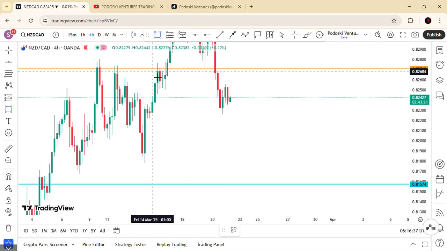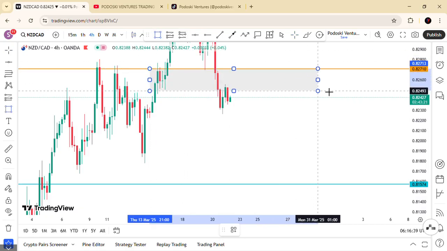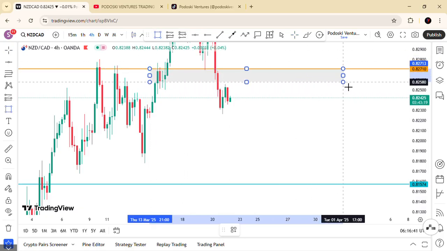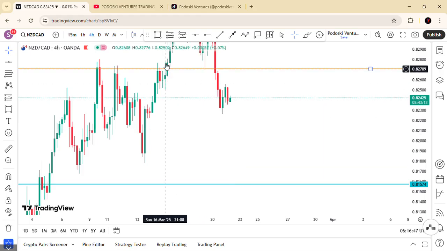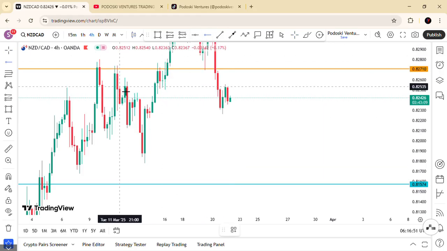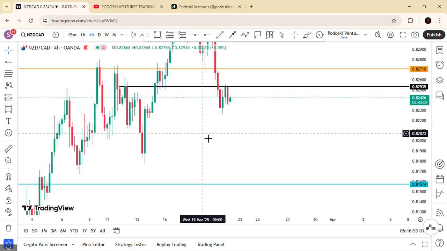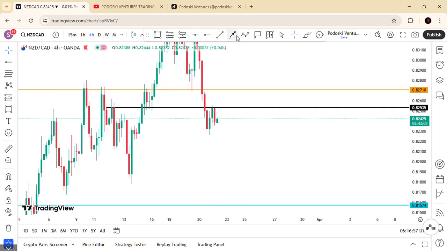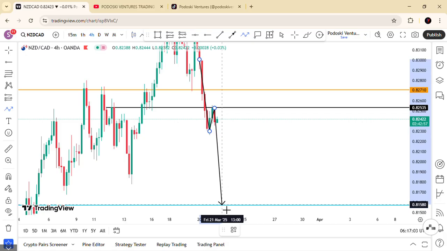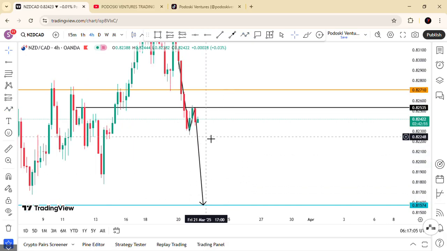So here I could see price drop, price broke out of this zone. Let me use this. After price broke out of the zone, it came to react to this zone. So I'm seeing a very nice break and a retest with a candle confirmation. So I expect price to drop from here.